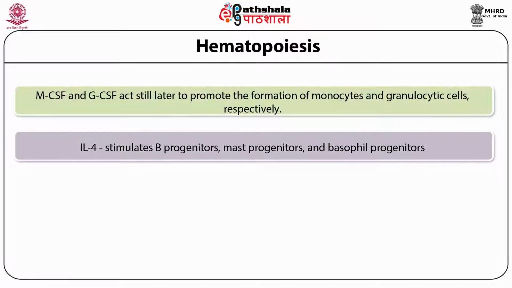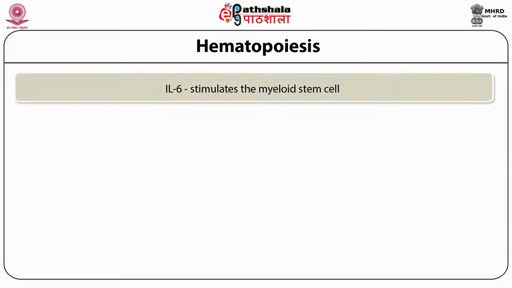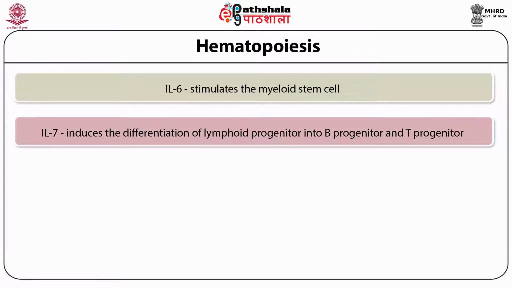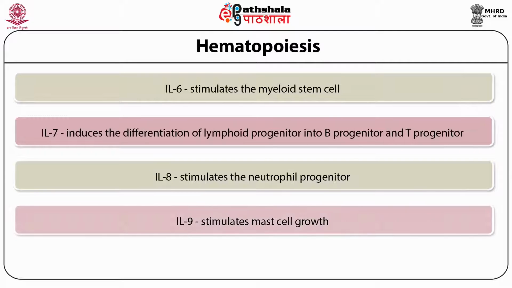IL-4 stimulates the B progenitor, IL-5 stimulates the eosinophil progenitor, IL-6 stimulates the myeloid stem cell, IL-7 induces the differentiation of lymphoid progenitor into B cell progenitor and T cell progenitor, IL-8 stimulates the neutrophil progenitor, and IL-9 stimulates mast cell growth.